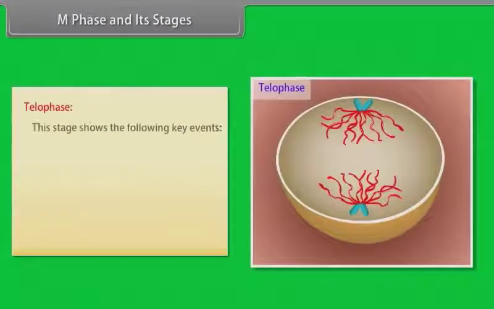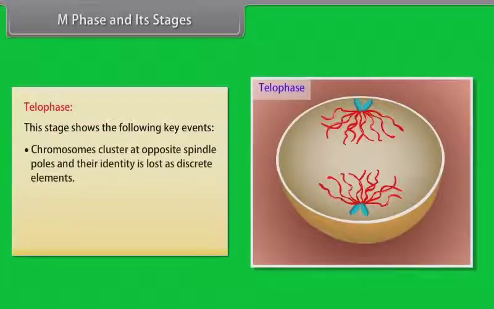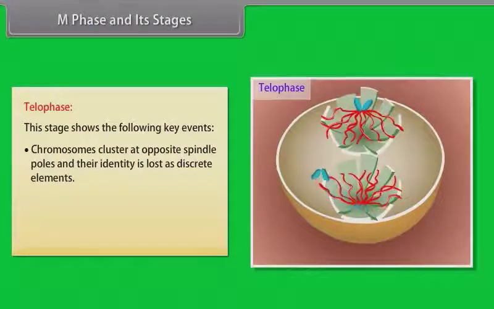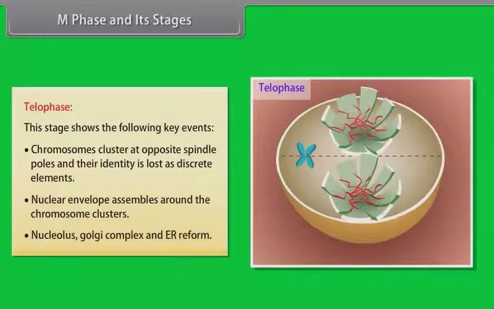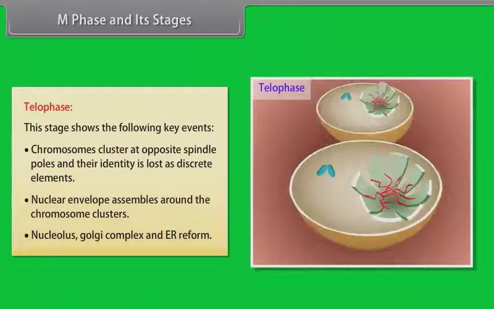Next stage is telophase. It shows the following key events. Chromosomes cluster at opposite spindle poles and their identity is lost as discrete elements. Nuclear envelope assembles around the chromosome clusters. Nucleolus, Golgi complex, and ER reform.